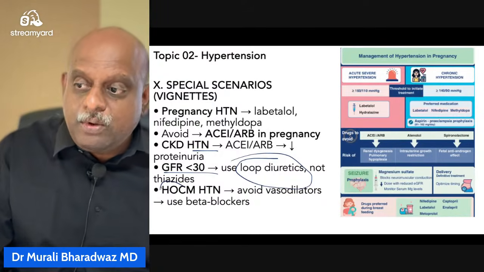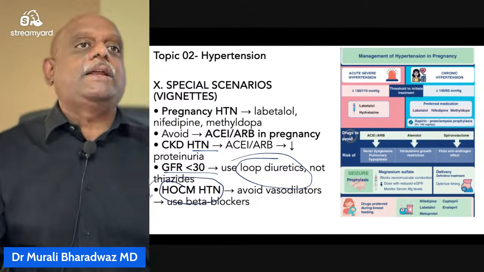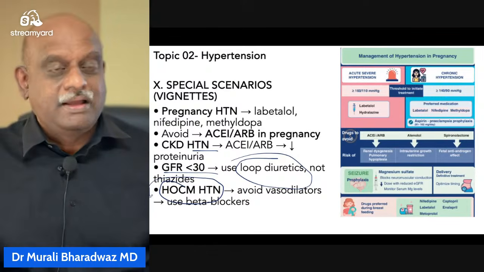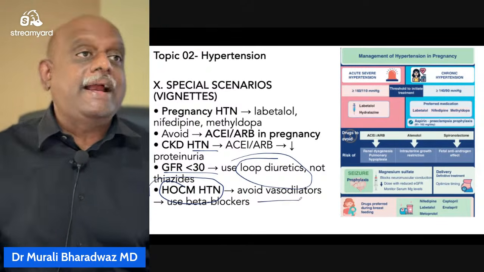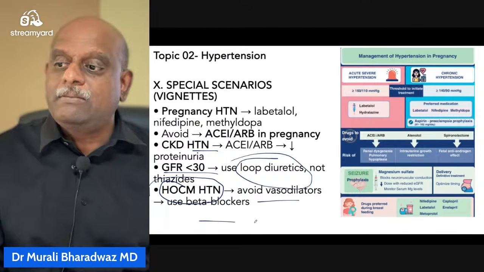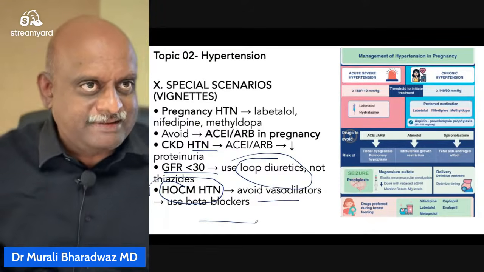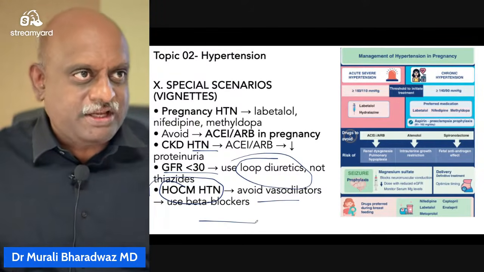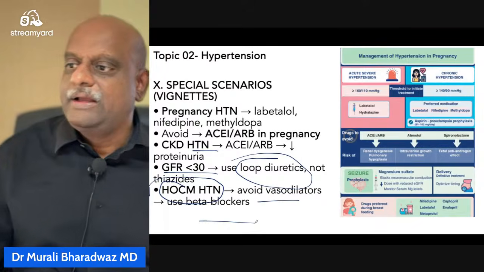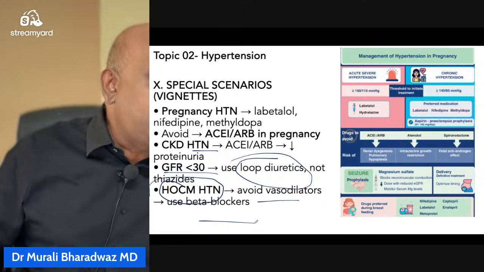Similarly, any person who has HOCM with hypertension, avoid vasodilators and use beta blockers. Another big story is there for this about HOCM. I'll come to it down the line. So you will remember the special scenarios?